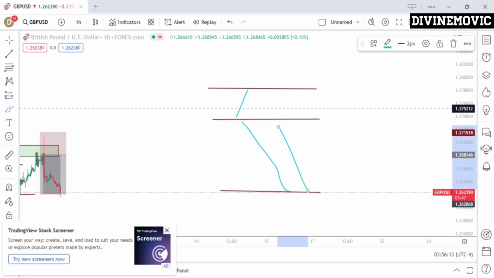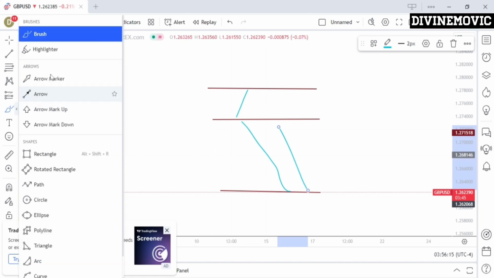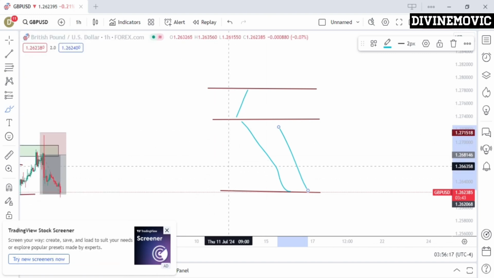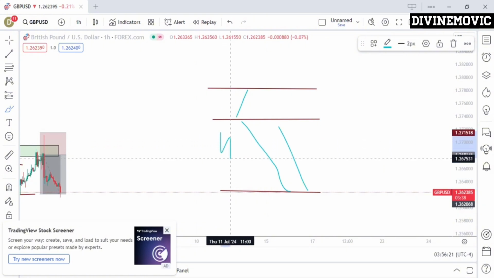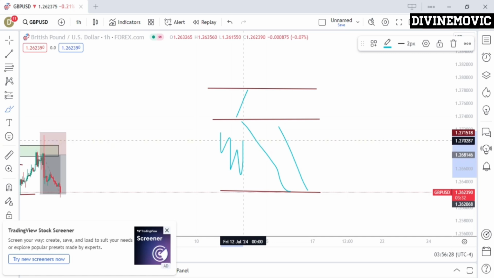That means if price makes a three drive pattern, let me get my brush. If price makes a three drive pattern, 1, 2, 3, there's always going to be a correction that is going to counter the trend or continue the trend.